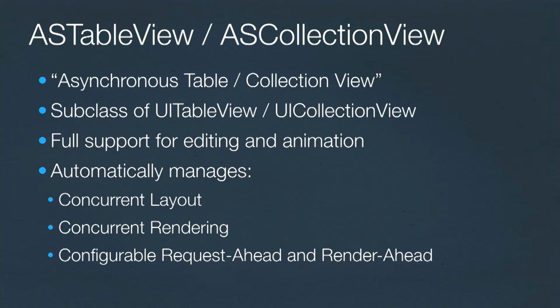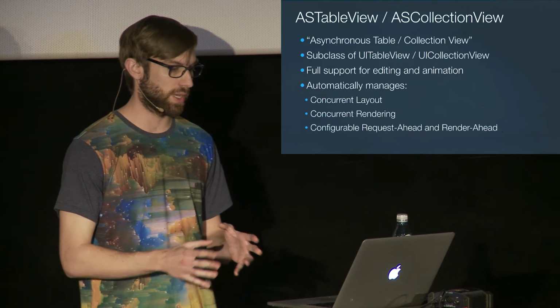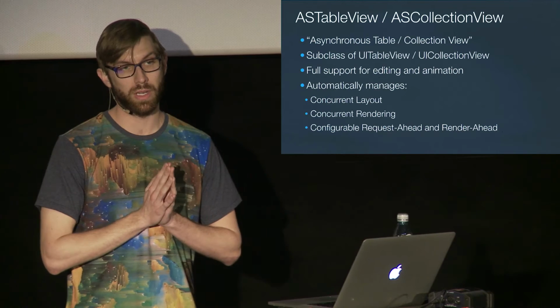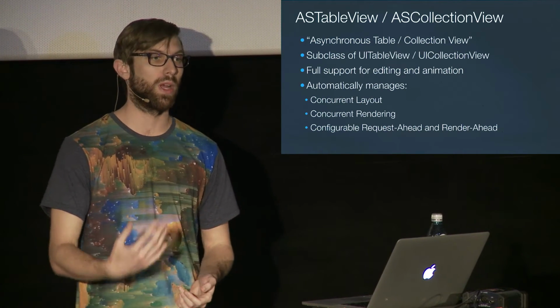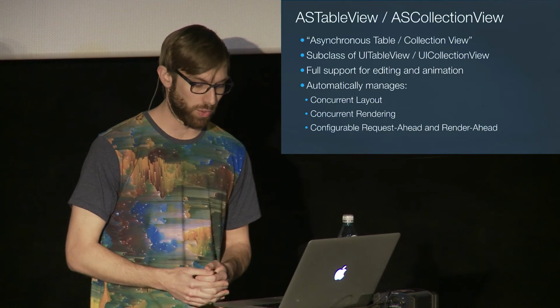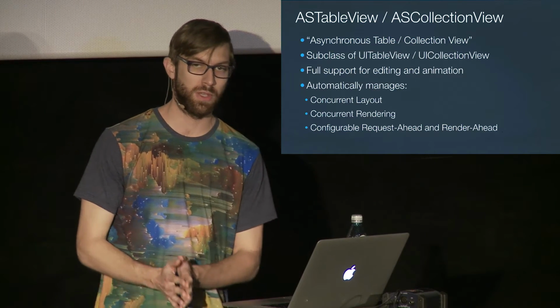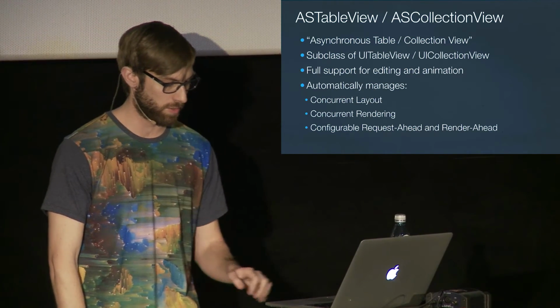ASTableView and ASCollectionView are really important, really interesting classes. These do a ton of work for you, and they have full editing support, animation support. They are actual subclasses of UITableView and UICollectionView, and this makes sure that the behavior matches exactly, so that we're not chasing any small variances in calls. It automatically manages concurrent layout of cells ahead of time, as well as concurrent rendering, and has configurable windows for network requests ahead of time, as well as rendering requests, and these are separate ranges that you can manage.